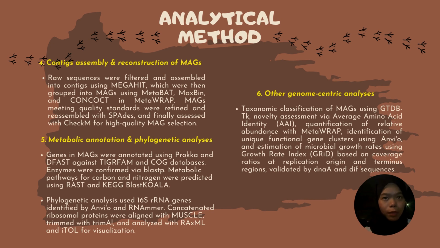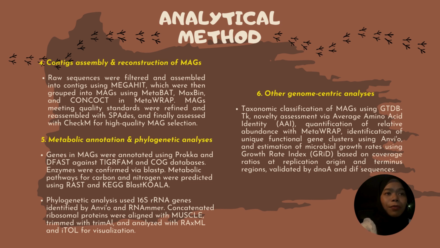Next, for number 4, contigs assembly and reconstructions of MAGs. Raw sequences were filtered and assembled into contigs using MEGAHIT, which were then grouped into MAGs using MetaBAT, MaxBin, and CONCOCT. In MetaWRAP, MAGs meeting quality standards were refined and reassembled with SPAdes, finally assessed with CheckM for high quality MAG selection.